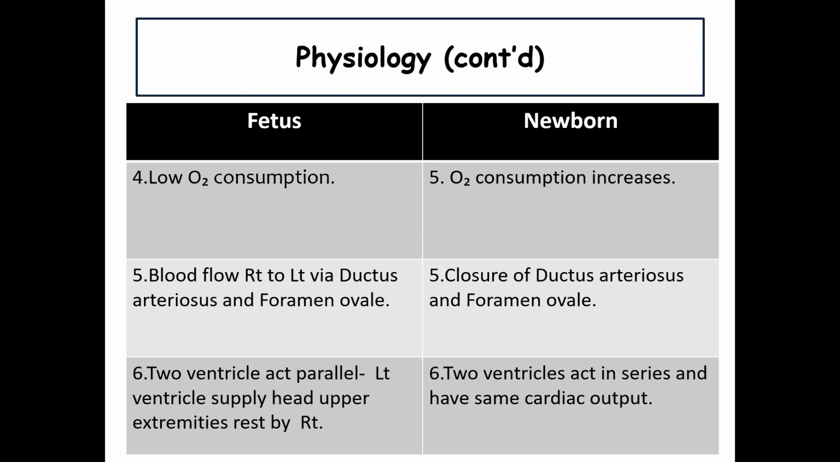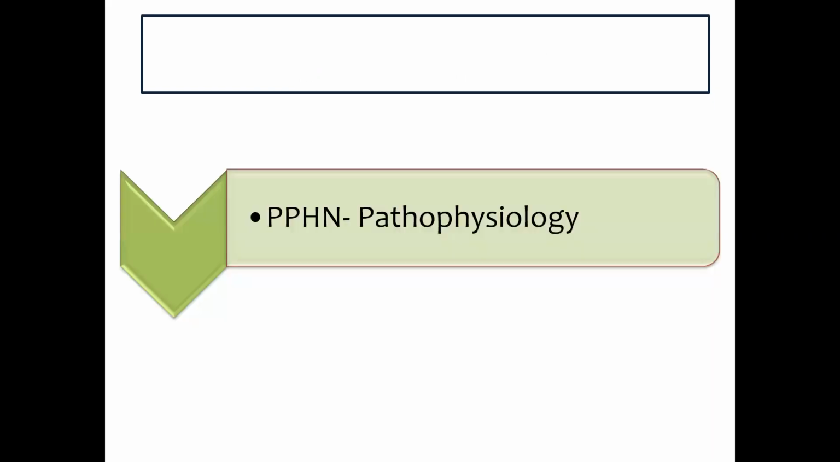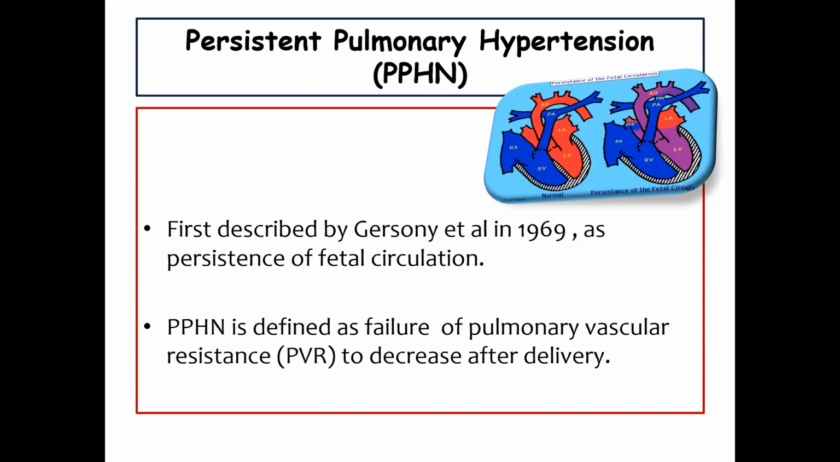So the fetus essentially functions as a parallel circulation, wherein the left ventricle predominantly supplies the circulation to the upper half of the body, and the right ventricle tends to subserve the lower half of the body. Whereas in the neonatal circulation, the circulation becomes a series circulation and both the ventricles have the same cardiac output.